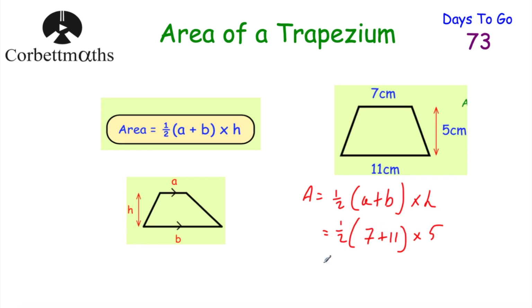7 plus 11 is 18, so it's going to be a half of 18 multiplied by 5, and a half of 18 is 9, so that's 9 multiplied by 5, and 9 times 5 would be 45 centimetres squared, and that's it. So the area for this trapezium would be 45 centimetres squared, and to do that we added together the lengths of the two parallel sides, we halved it, and then multiplied by the height. That's the distance between them.